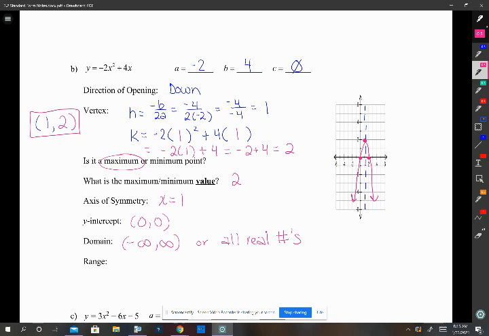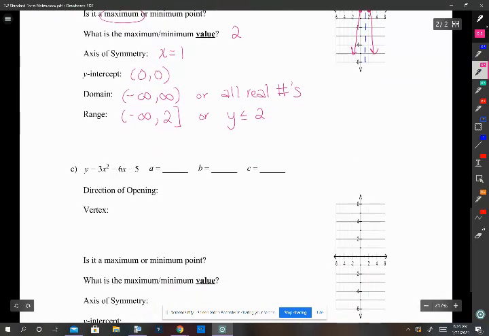So then our range, again, is, I don't have a low point because it goes down forever. So it's going to go from -infinity up to our maximum point, which is 2. And it's a bracket because it's one of our points. Or because it's going down, we're going to say y is less than or equal to 2, because that's our highest point, and all our y's are smaller than it. So it's kind of dependent on if it's going up or down, if it's a greater than or less than.